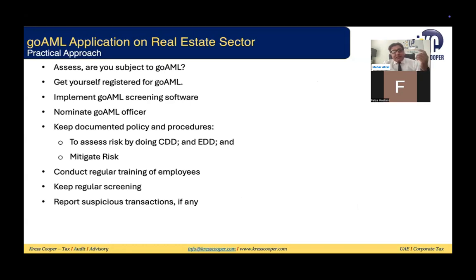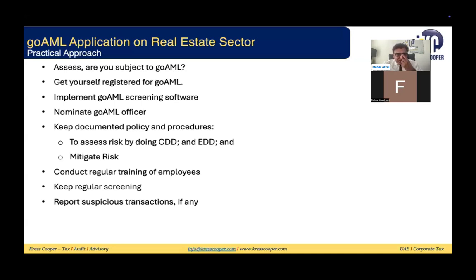Basically, there are prohibited territories and some prohibited organizations, and that software will do the screening for you. Then you need to appoint the goAML officer in your organization. Then you need to train your team to perform customer due diligence and enhanced due diligence, and to monitor the transactions to identify any suspicious transaction. If you find any, you need to report it immediately. This is a very practical approach to make sure that you are not subject to penalties.